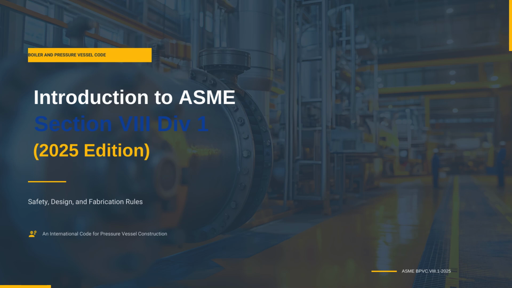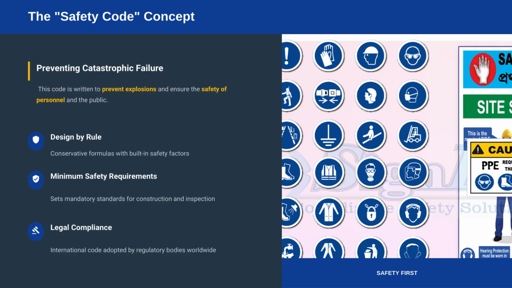Welcome to the 2025 edition of ASME Section 8, Division 1. This code is the global standard for pressure vessel safety, design, and fabrication. Whether you are a student or an expert, understanding these rules is critical for ensuring safety in high-pressure environments. This isn't just a rulebook, it is a safety code written in blood. Its goal is preventing catastrophic explosions.